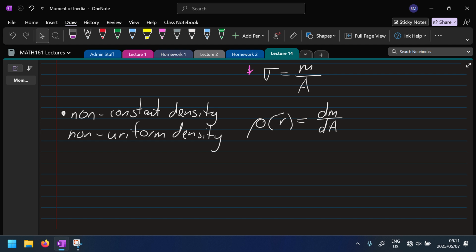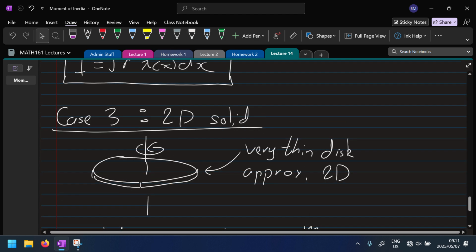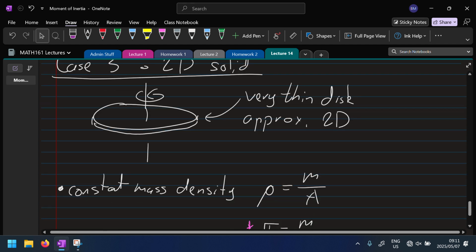One more. Okay, so we have rho of r. That depends on where you are. That will be dm by dA. Now we're going to look at a very special case of this. So not just any 2D shape, but more of this disk kind of shape. It's a bit easier to work with. The other examples you'll look at later on. For now, we'll look at the simple case like this.